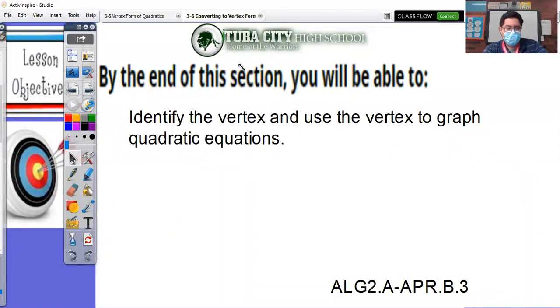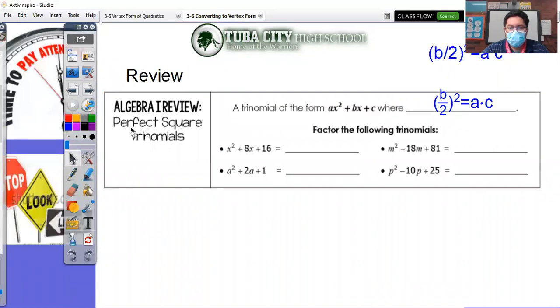Okay, so we're going to talk some more about vertex form. We learned about the standard form of a quadratic, and now we also have covered the vertex form of a quadratic. So we're going to learn how to convert one into the other. In order to do that, we are going to need to have the trinomial, standard form, ax squared plus bx plus c, where b over 2 squared is equal to a times c.